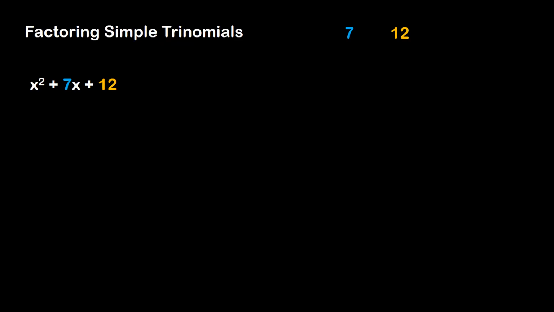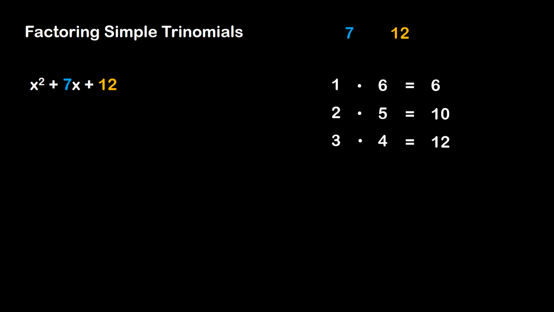We know that 1 and 6 add up to 7. We know that 2 and 5 add up to 7. And we know that 3 and 4 add up to 7. So we have three sets of numbers that add up to 7, and now we need to see which set of these numbers also multiply to 12. So we will multiply each of these. 1 times 6 is equal to 6, 2 times 5 is equal to 10, and 3 times 4 is equal to 12.